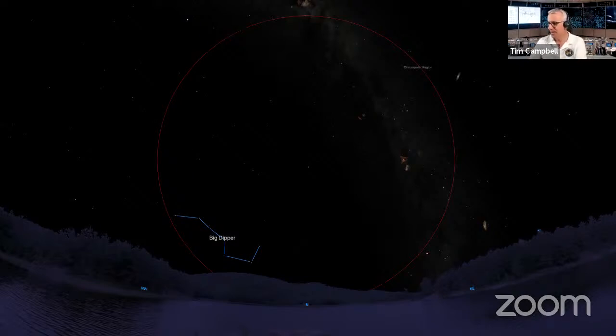In the meantime, if we use these 2 stars here, these end stars of the bowl, and imagine, and this is a pretty easy to find constellation. It's pretty bright, actually. These stars are not very far away from us.